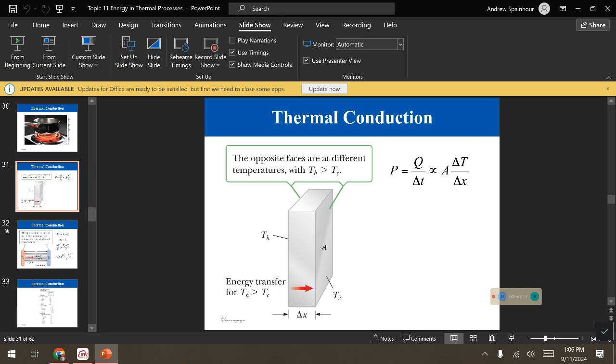Power is Q over an amount of time, and it's proportional to area, change in temperature, and inversely proportional to delta X. Let's just talk about that briefly. We're not going to get a ton into this, but my theoretical physicists would get irritated at me if I didn't at least have a small conversation about it. Why does area make sense? If I increase the area, I should get more flow of it?